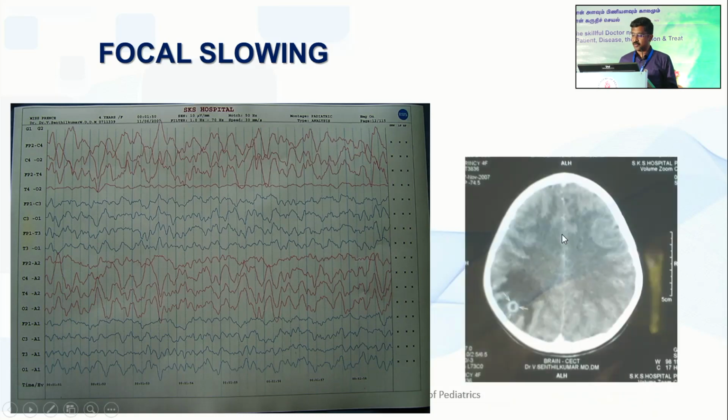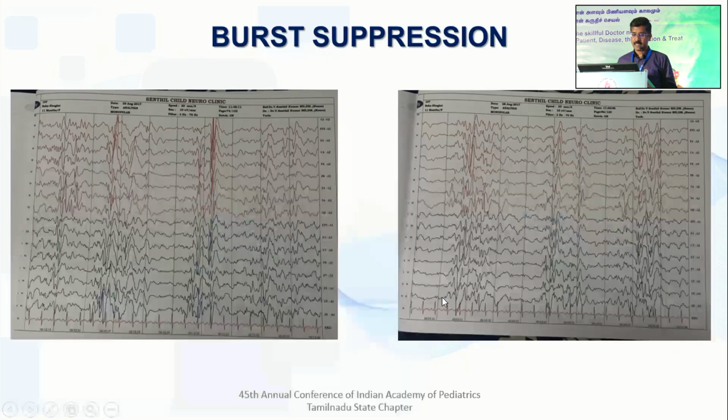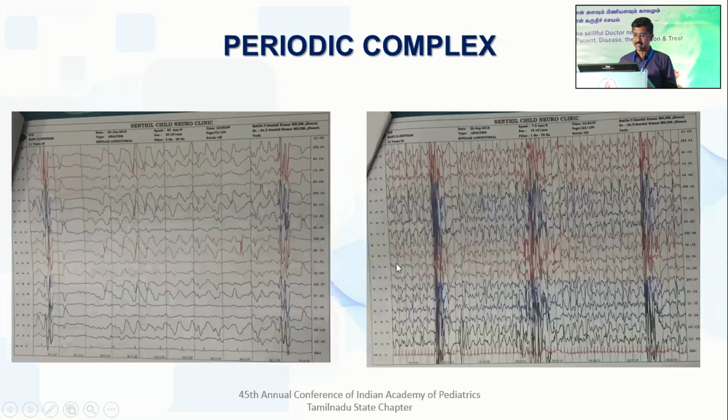You can even pick up a focal slowing due to cysticercus with edema or any other space-occupying lesion with the help of EEG. And a burst suppression pattern indicates epileptic encephalopathy. And this is the classical periodic complex of SSPE. Once you see this EEG, no more investigation is needed. This is a classical SSPE.